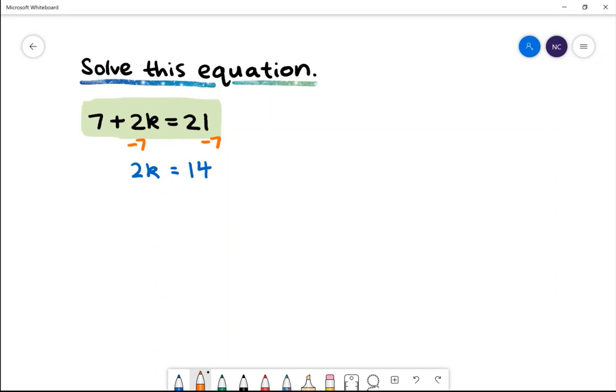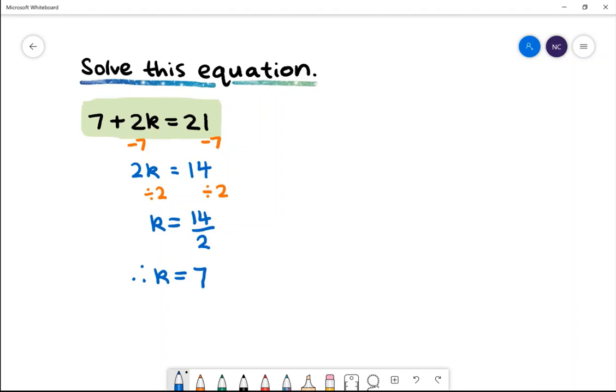We have 2 multiplied by k on the left-hand side. To get rid of the 2, we need to do the inverse of multiplication, which will be division. So we want to divide by 2 on the left-hand side and divide by 2 on the right-hand side. So we're left with k is equal to 14 divided by 2. And 14 divided by 2 gives us 7.